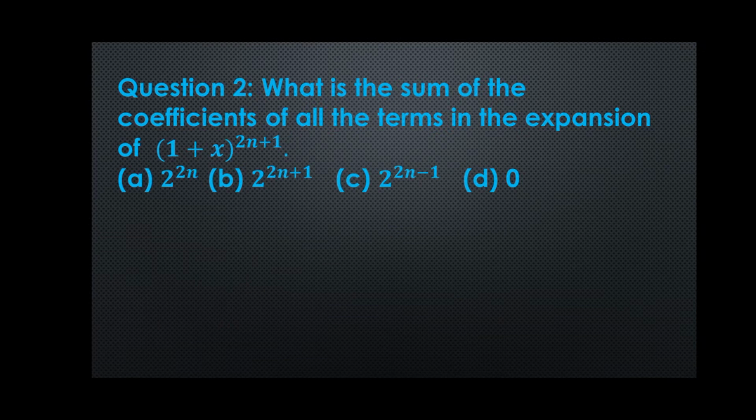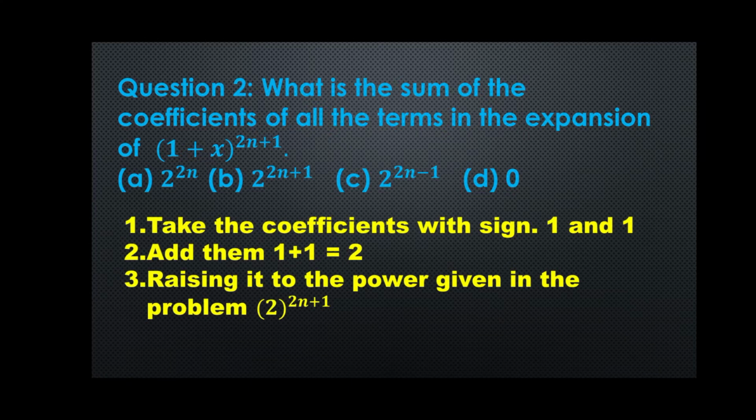Moving on to the next problem. (1 plus x) power 2n plus 1. Take the coefficients with sign, that is 1 and 1, and then add them. 1 plus 1 equal to 2. Raising it to the power, we will get 2 to the power 2n plus 1.